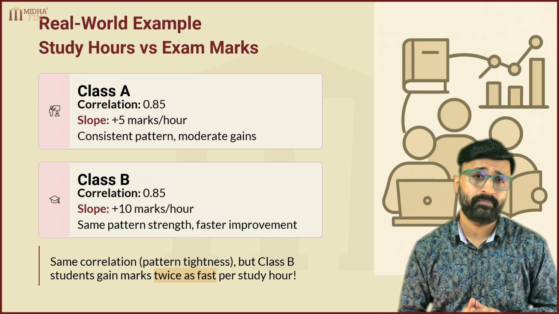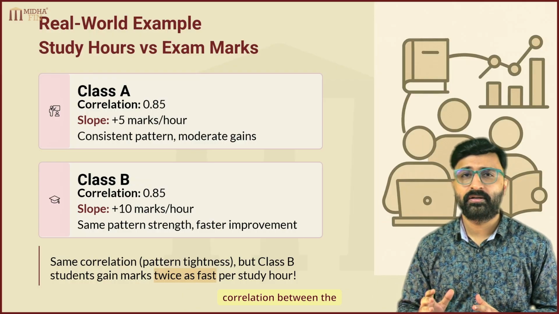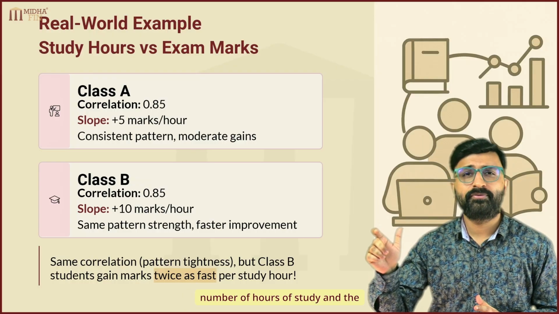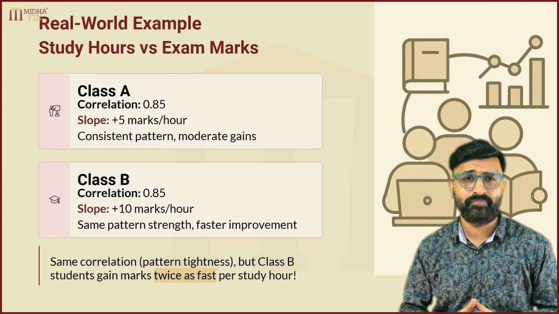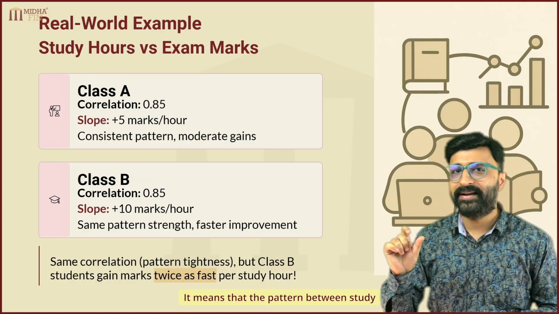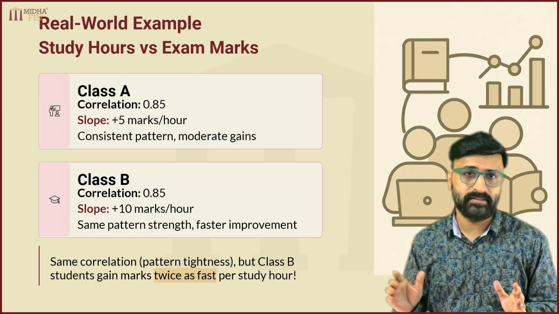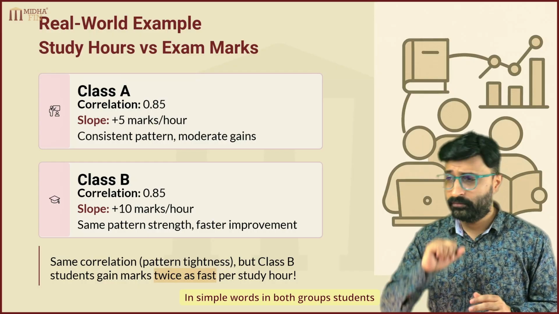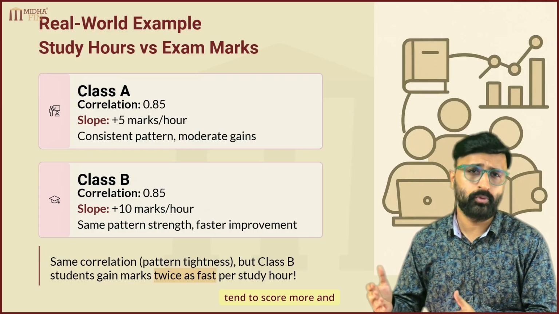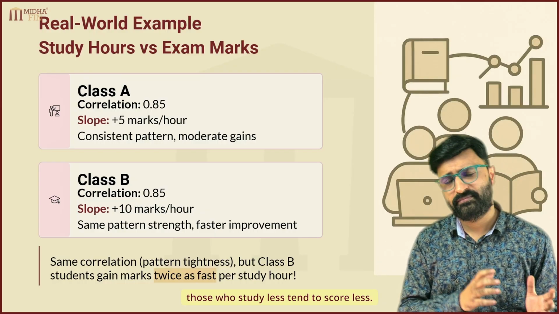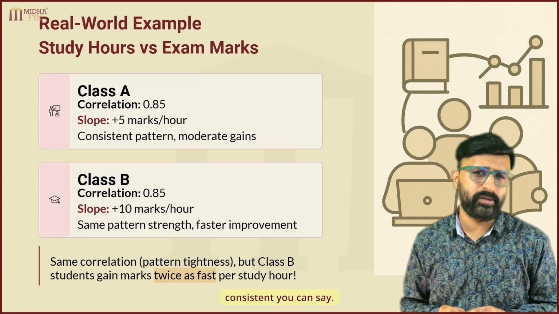Let us look at this real world example very closely, because this is where many students get confused. Both class A and class B have the same correlation between the number of hours of study and the marks obtained, that is 0.85. It means that the pattern between study hours and exam marks is equally strong in both classes. In simple words, in both groups, students who study more tend to score more, and those who study less tend to score less. So the relationship pattern is equally consistent.